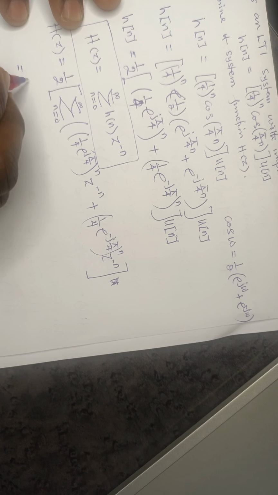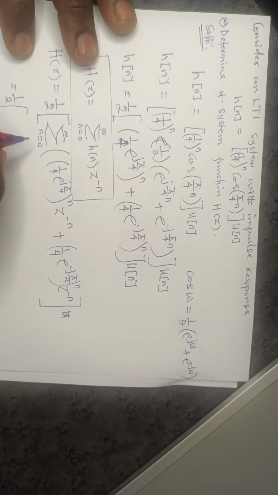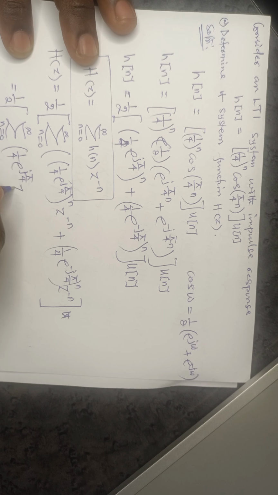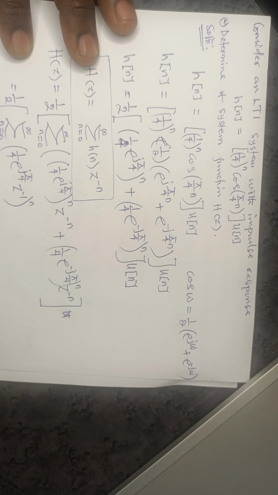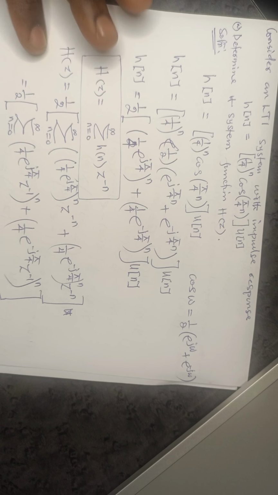So this one as it is going to be half. We can combine these two together like this. So this is going to be the sum for n starting from 0 to infinity of 1/4 e^(jπ/4). Since they all have the same power, we can bring the z^(−1) into the system. The same thing we apply to this, e^(−jπ/4) with z^(−1). Put everything there, everything raised to the power n.